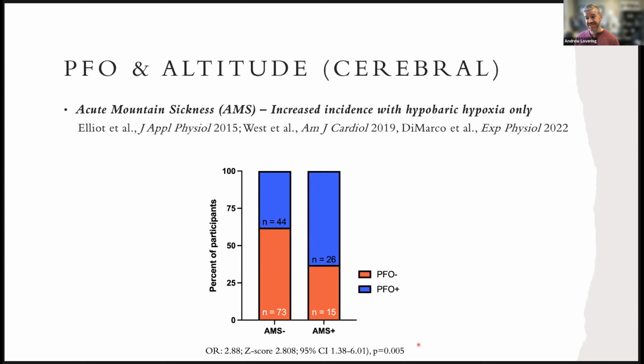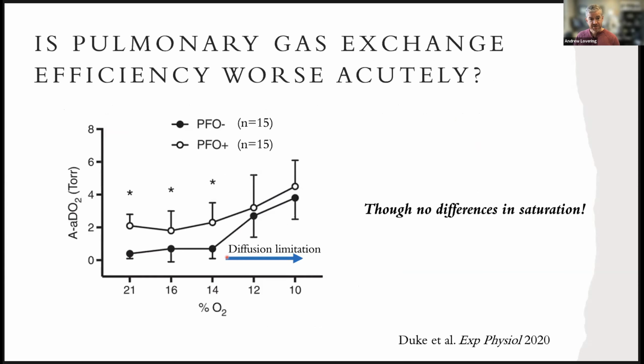So the real question now is, what is it about a PFO that's making things bad for people at altitude? The usual suspects that people look at when we talk about AMS: we think about arterial oxygen saturation, cerebral vascular reactivity, and hypoxic ventilatory responses. We've looked at all those things, and I hope I can convince you today that I don't think it's any of those things for the PFO.